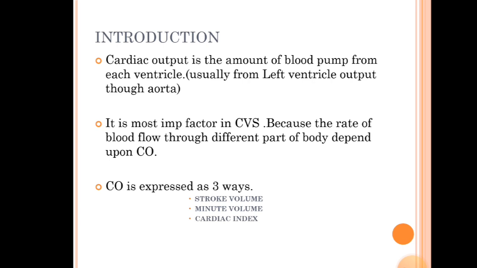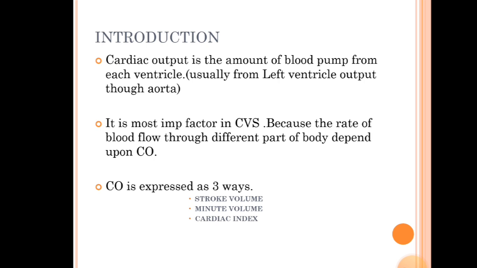So today we'll discuss cardiac output and the factors maintaining cardiac output. So introduction: cardiac output is the amount of blood pumped from each ventricle, usually the left ventricle, through the aorta. It is the most important factor in the cardiovascular system because the rate of blood flow through different parts of the body depends on cardiac output.